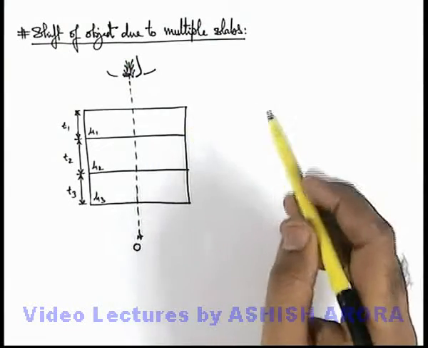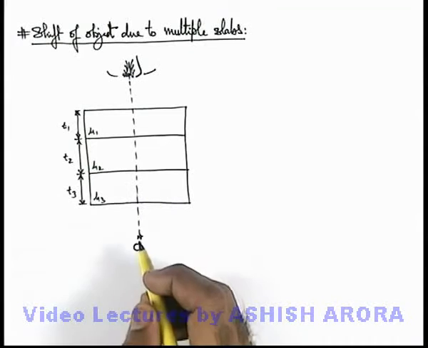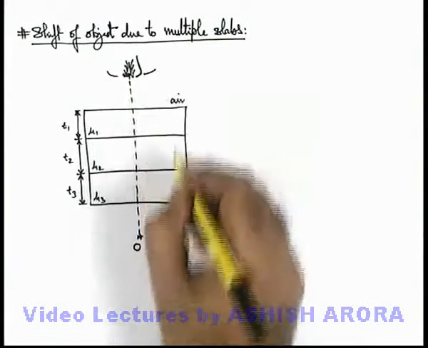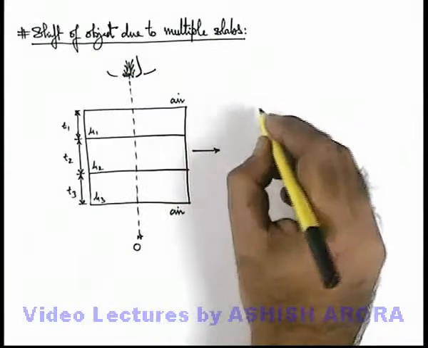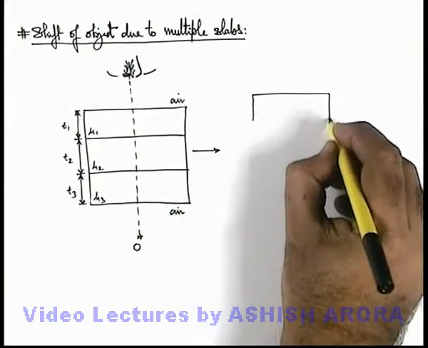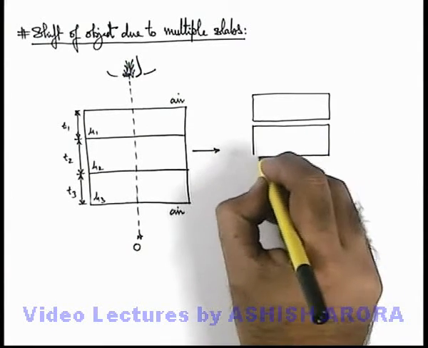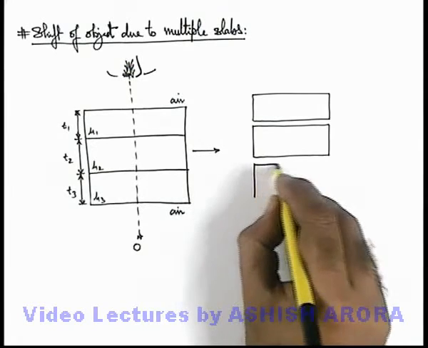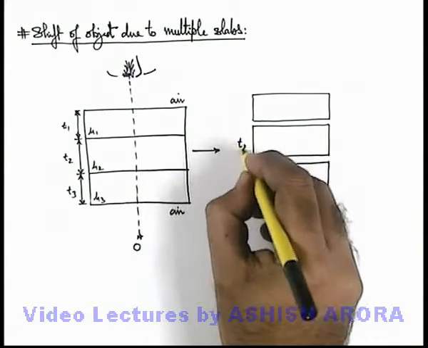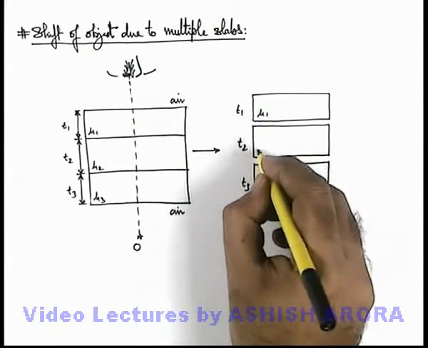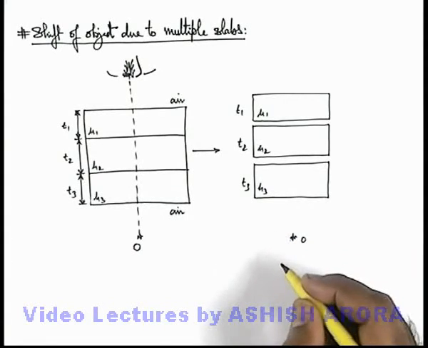analyze the situation by assuming a negligible air gap between the interfaces of the three slabs. If the medium on both sides of slabs is air, we can split the situation again into three slabs of same thicknesses, but there is some gap between these slabs. We assume the thicknesses are T3, T2 and T1 with refractive indices mu1, mu2 and mu3, and we consider the object at the same position.